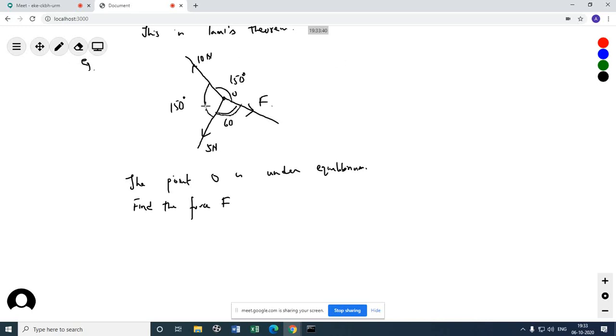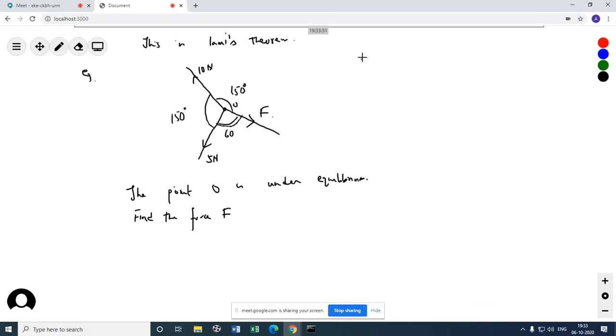Let us do some proper problems. I just rushed. This is fine, this too is fine. But then 10 by sine 60 will not be there. Let's see. 10 by sine 60 will be equal to how much? And then F by sine 150, and 5 by sine 150. Sine 150 is how much? So 1 by 2. Sine 60 is root 3 by 2, equal to F by sine 150.